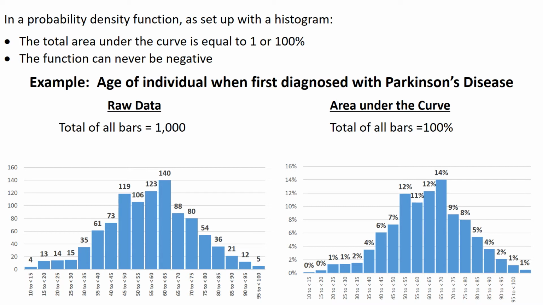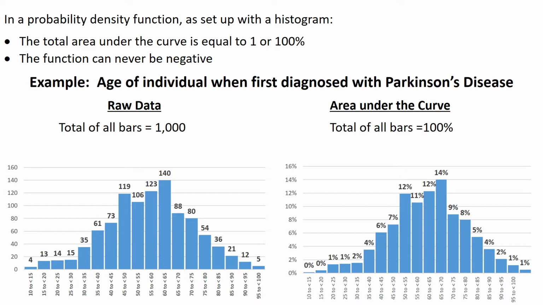Now, what I have here on the left is the age someone is first diagnosed with Parkinson's disease, and this is raw data. A way to read this is to go from left to right. I'm not going to read all the data here, but from age 10 to less than 15, there's 4 out of 1,000 diagnosed. From 15 to less than 20, there's 13 out of 1,000. 20 to less than 25 is 14 out of 1,000, and so on and so forth, all the way up to age 100.